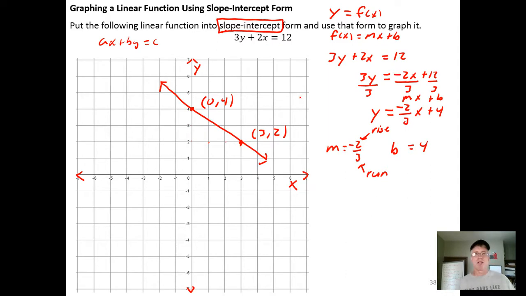So that's how you do it. You just solve it for y so that it's in the mx plus b form. Solve for y, and then use the slope and the y-intercept to draw the graph.